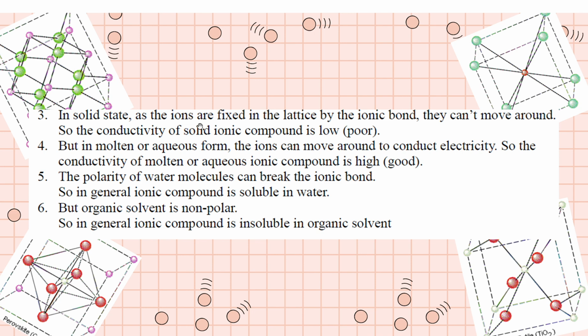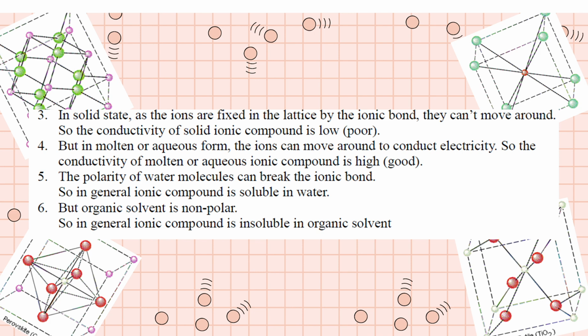And do you remember dissolving? It breaks the bond. Although the ionic bond is strong, the polarity of water is also strong. So the polar bonds of water are strong, so they can break the ionic bond. So basically all ionic compounds are soluble in water, but organic solvents are in general non-polar. So molecular solvents cannot dissolve ionic compounds. So this is the property of ionic compounds.